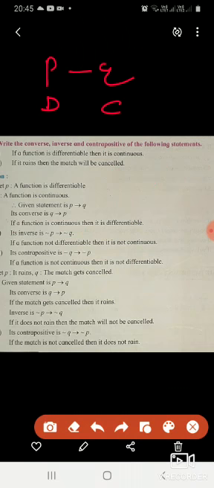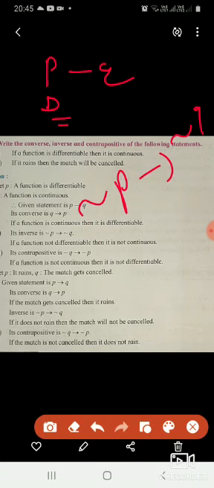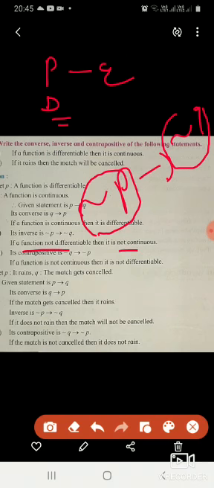Listen, next one. What is the inverse? Inverse means negation of P to negation of Q. Negation of P: P means a function is differentiable, so negation of P is not differentiable. So if a function is not differentiable, then it is not continuous, because negation has come, that's why.